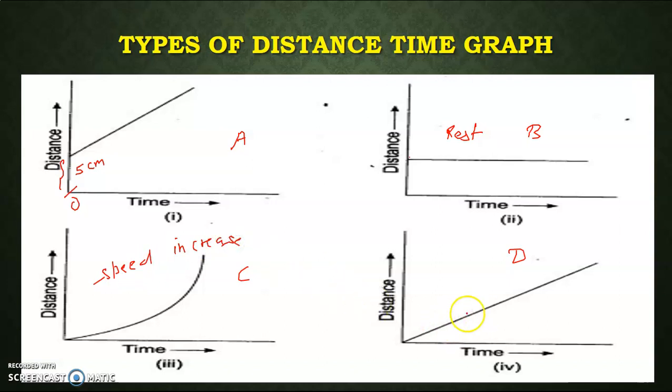In the fourth graph, if we intersect the point from the x and y axes, we will find that the object is moving with constant speed. So these are the examples which show which type of motion is performed by the object.